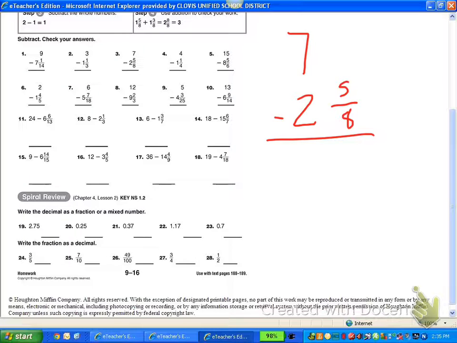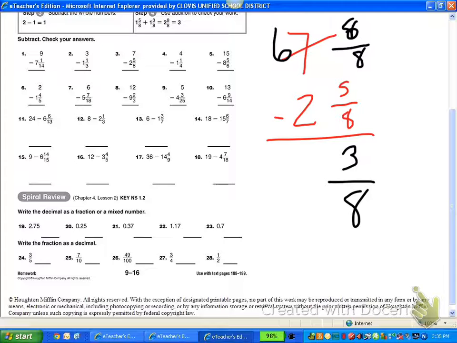So 7 minus 2 and 5/8. The 7 is going to become a 6. My new fraction is going to be 8/8. 8 minus 5 is 3. The denominator stays the same, and 6 minus 2 is 4. So the answer for number 3 is 4 3/8. And still, there's no reducing that they need to do. So it's just subtracting the numbers, renaming the whole number, getting a new fraction, and subtracting. They do not have to reduce in Lesson 1 or Lesson 2.